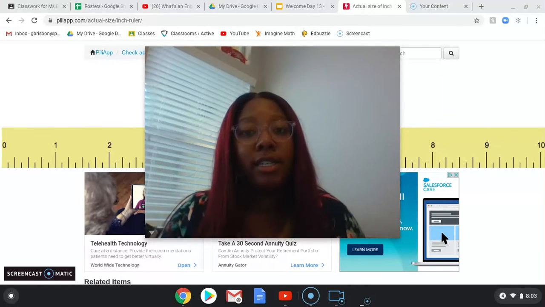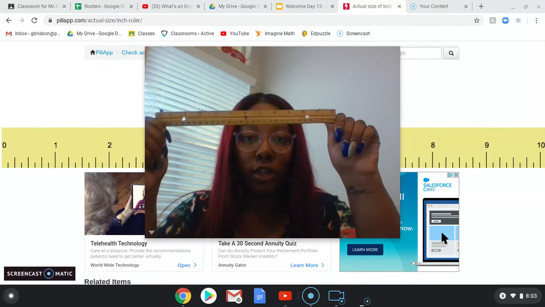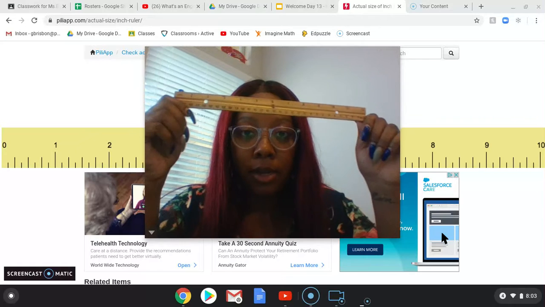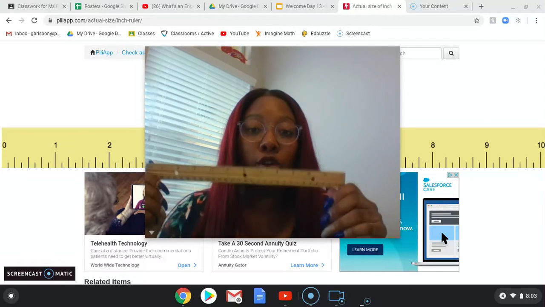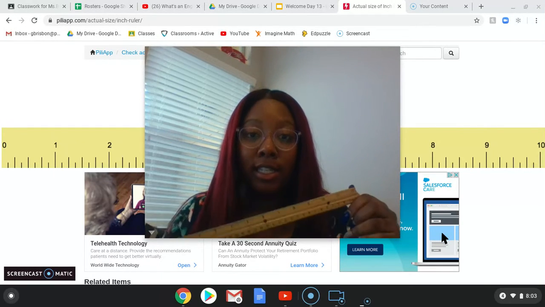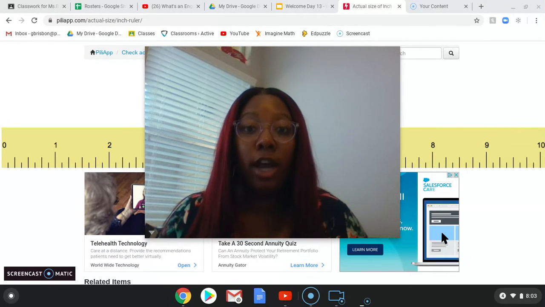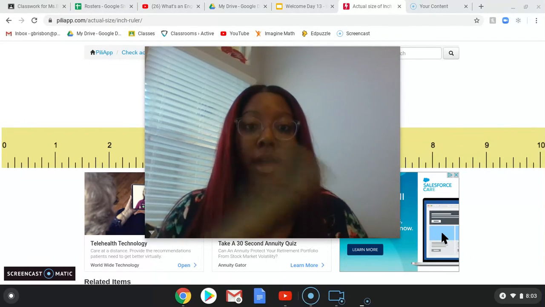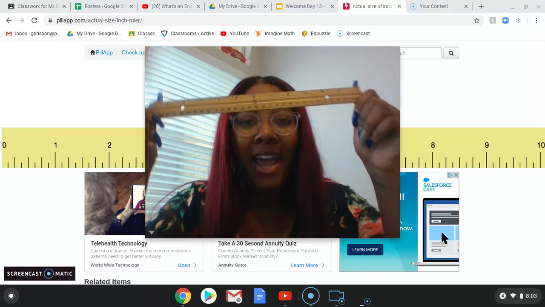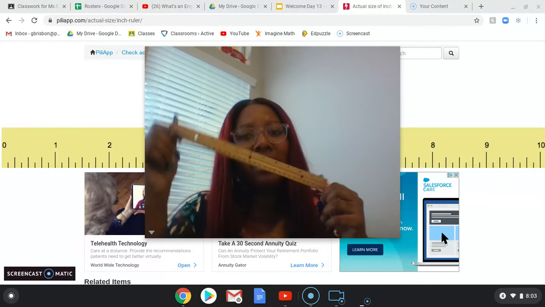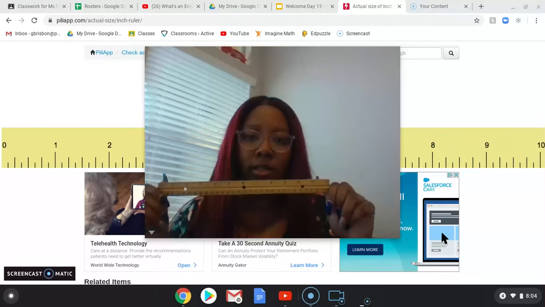In the previous assignment, I asked you to look at a ruler, and a ruler is a tool we use to measure length or different distances. We know a protractor we used to measure angles before we left school, but today we're all about a ruler. And in the previous assignment, I asked you to make some observations about this.